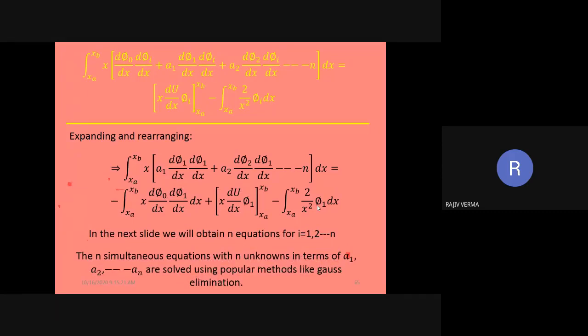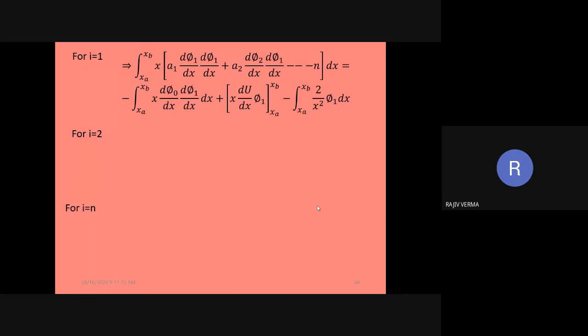The n simultaneous equations with n unknowns in terms of a1, a2, etc. are solved with popular numerical methods such as the Gauss elimination. So for i equal to 1, we get this equation, for i equal to 2, and for i equal to n, we have this equation.